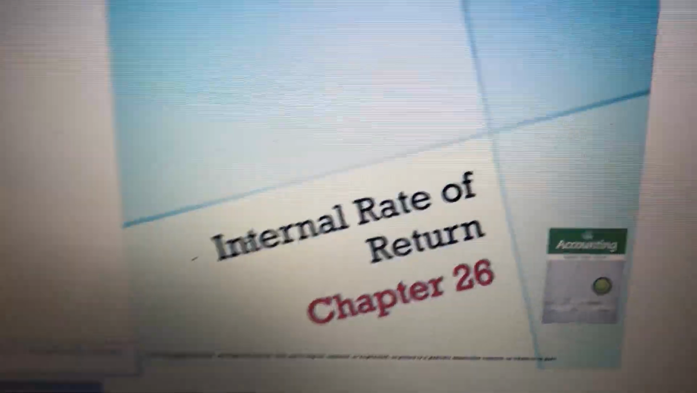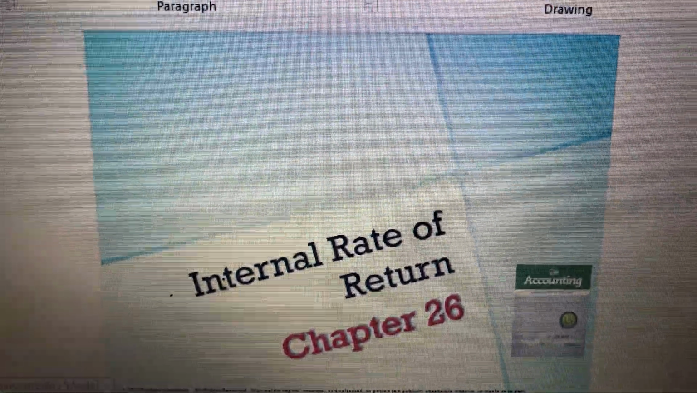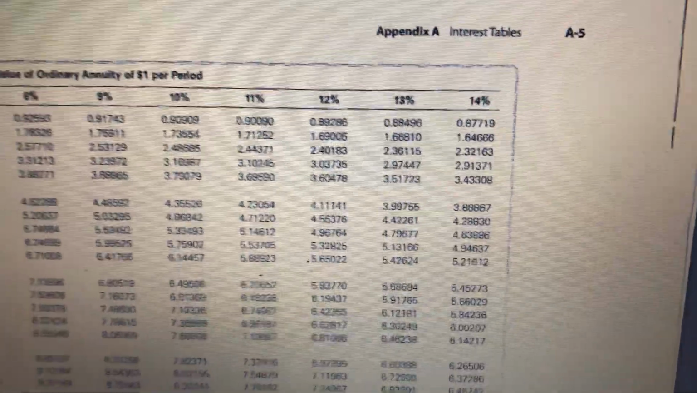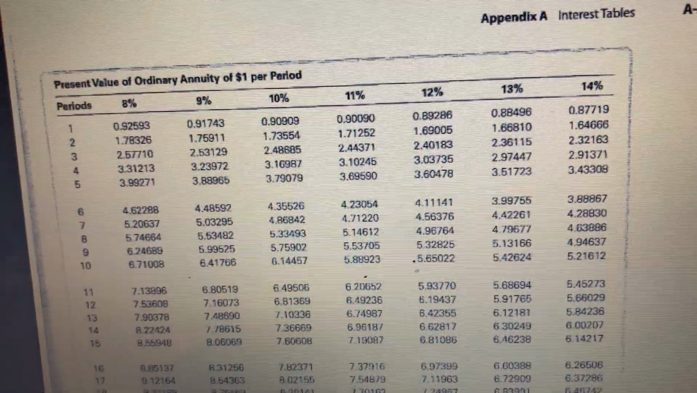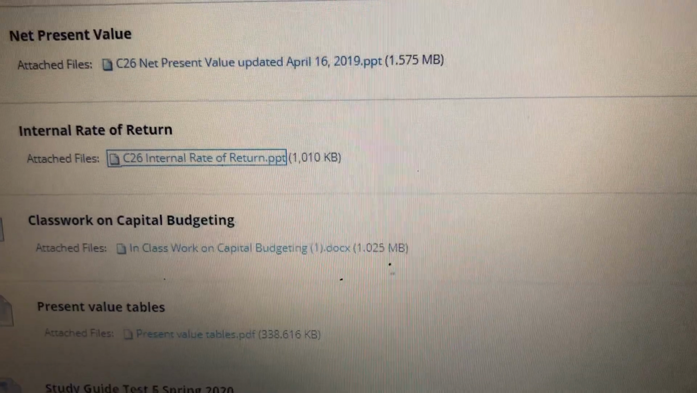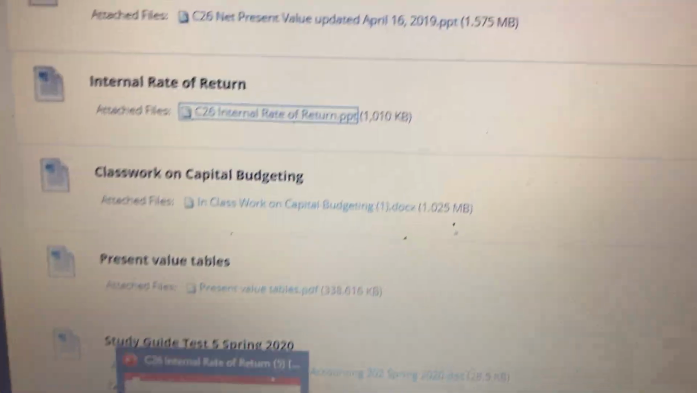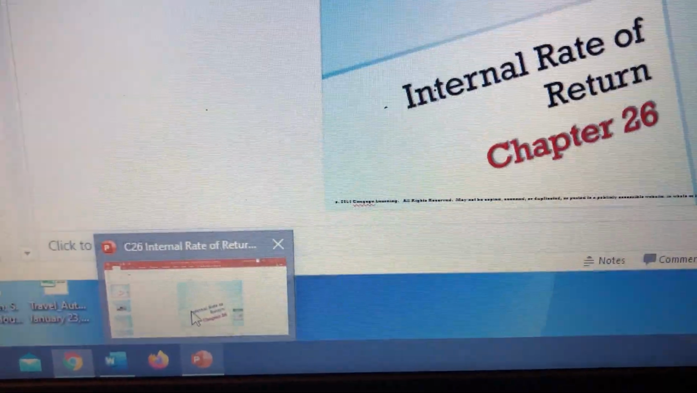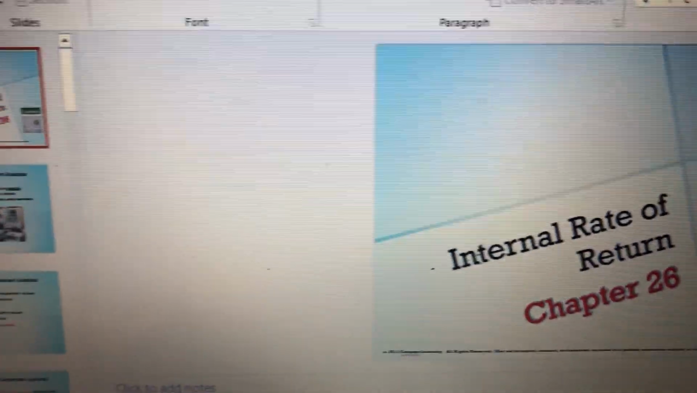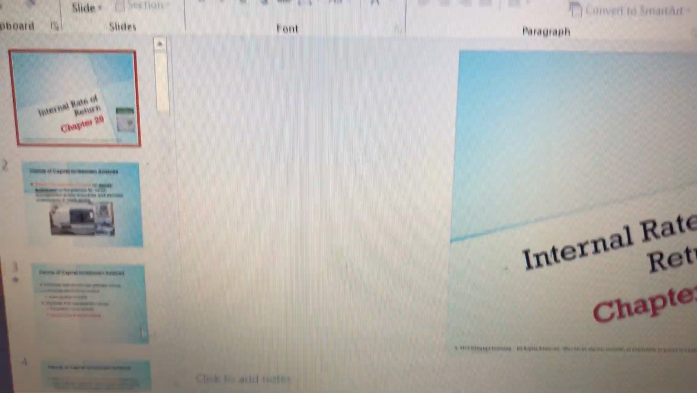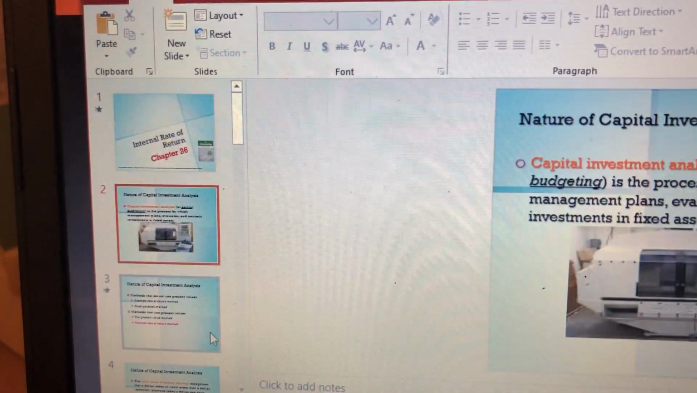Internal rate of return. What are we talking about here? Okay, I want to back up, and let me get rid of your tables here because I don't need this. I've got a hard copy and this is your Blackboard. So find that information right there. And let me pull up the PowerPoints again. And I want to talk about briefly again what is internal rate of return and what is capital budgeting.